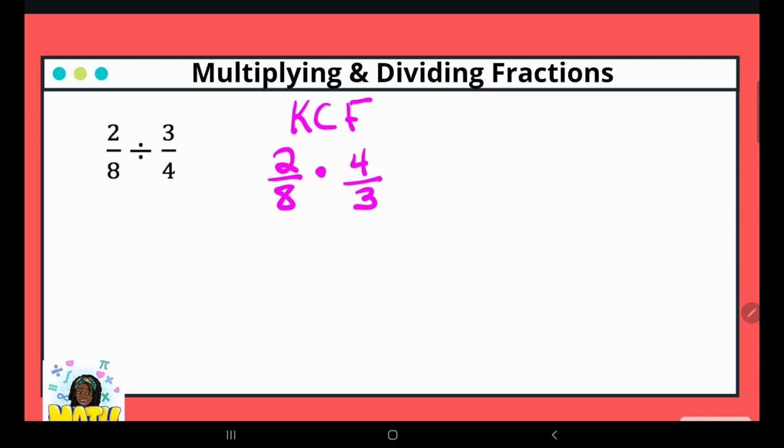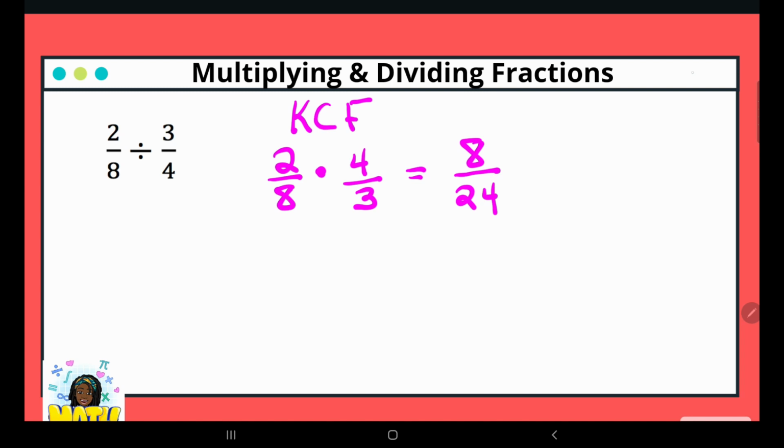Now, once you've done that, you continue by using the rules for multiplication. What are the rules for multiplication, you ask? We talked about it previously. We multiply our numerators, multiply our denominators, and then we simplify if necessary. 2 times 4 is 8. 8 times 3 is 24.